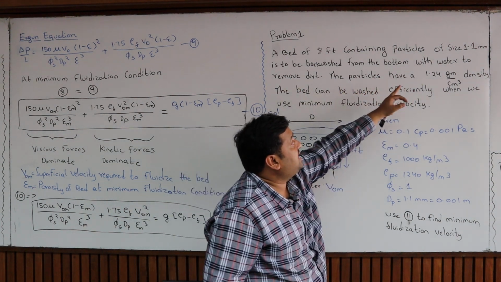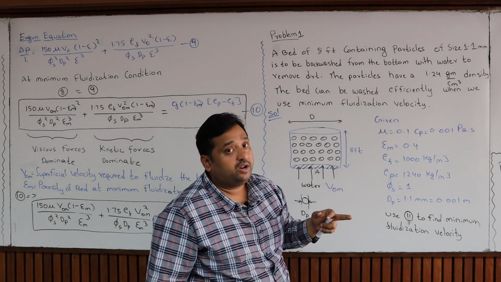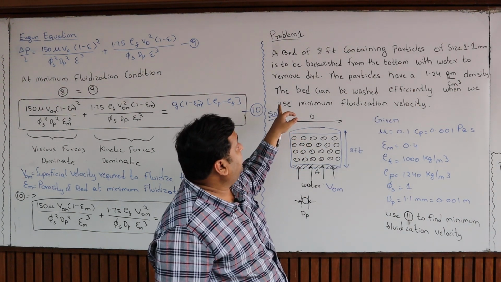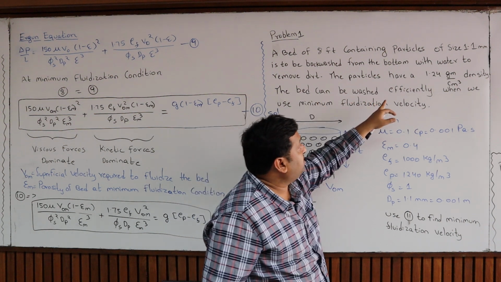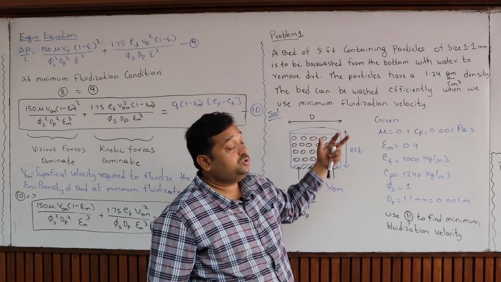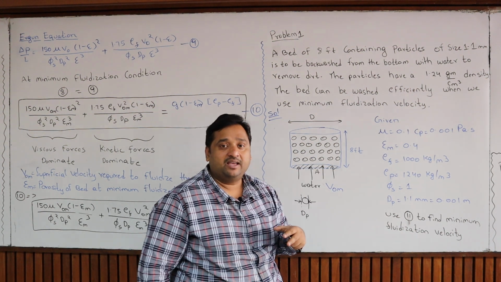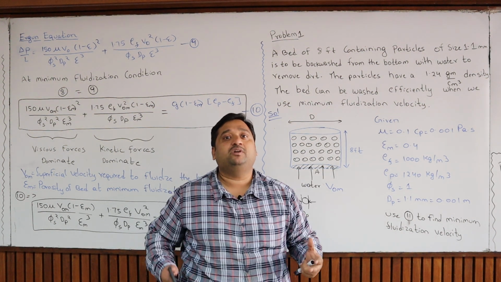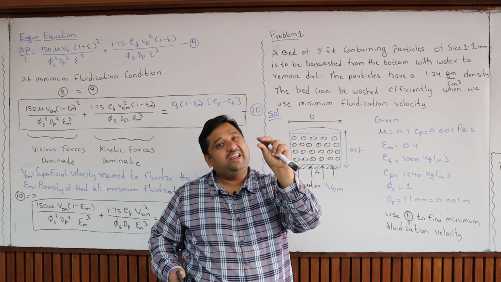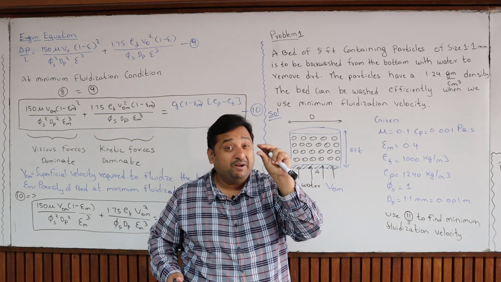The particles have a density of 1.24 gram per cc, and the bed can be washed efficiently when used at minimum fluidization. That means if the particles are floating in the bed, it is easy to remove the dirt, because if the particles are very close by, it is difficult to remove the dirt between the two particles.